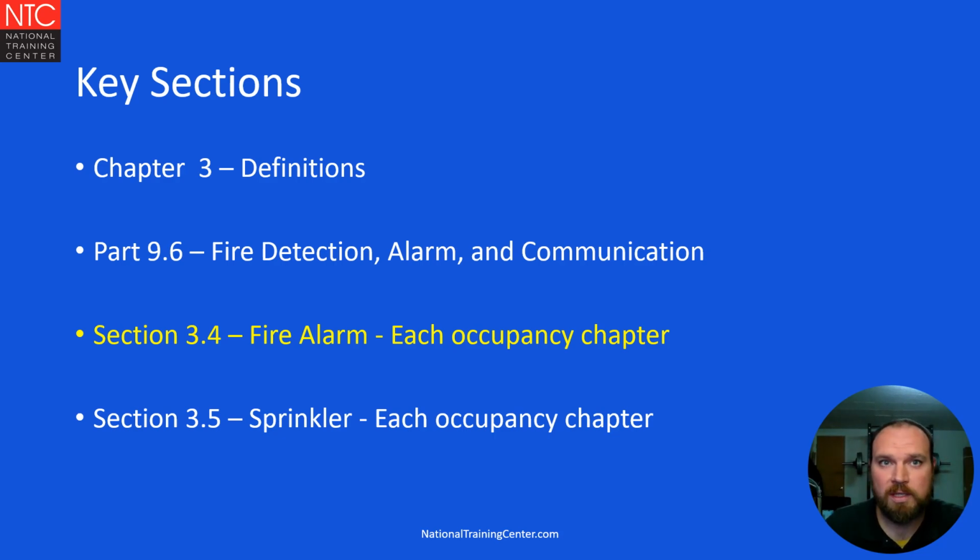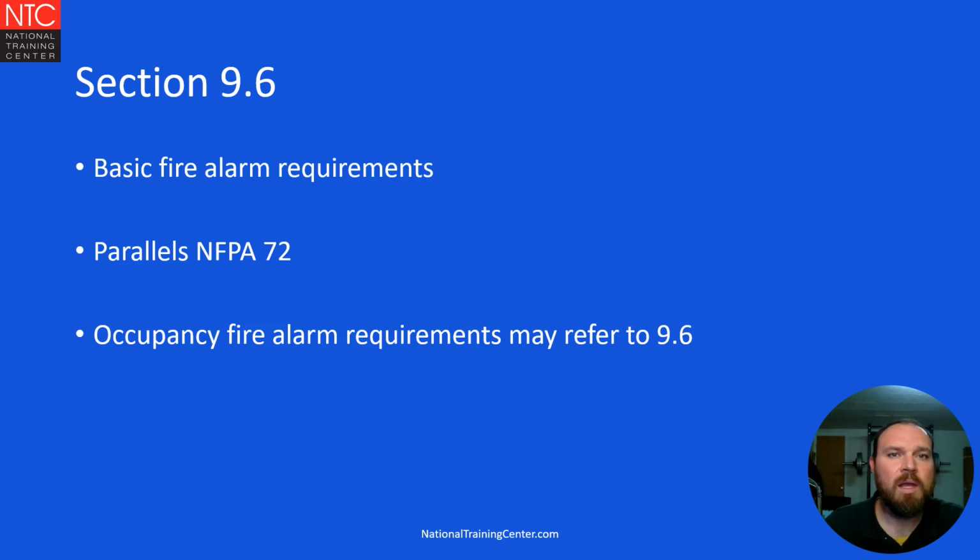So when you go to utilize this book, you're going to have to identify the occupancy type you're being asked about and go to the 3.4 for fire alarm information. Now, Chapter 9, Section 6 is going to be your basic fire alarm requirements. This is going to parallel what 72 has to say. You may see within the occupancy chapters, fire alarm requirements refer to 9.6. It's just for more clarification.